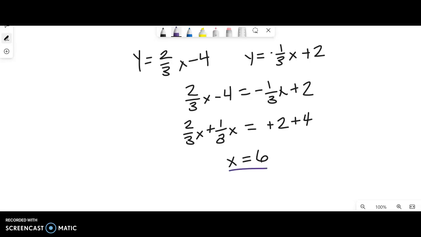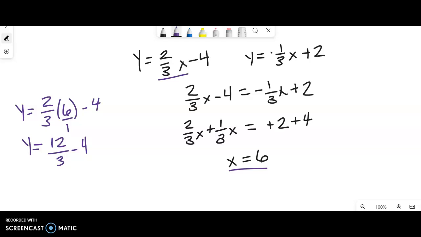Now I'm going to check if x equals 6, what's the value for y? So I'm going to plug that in. y equals 2/3 x minus 4. What's the value for y when x equals 6? Well, 6 times 2, so now I'm multiplying fractions, so I'm going to do top times top, which is 12 over 3 minus 4. 12 over 3 is the same as 4, so y equals 4 minus 4, or y equals 0. So that's what equation number 1 equals when x equals 6.